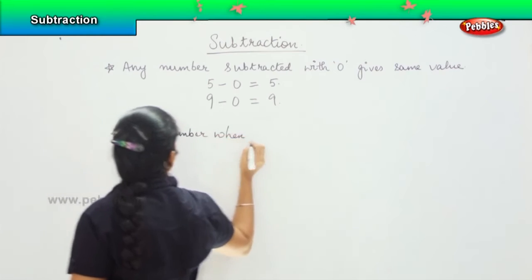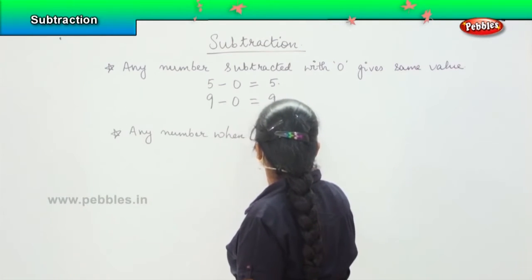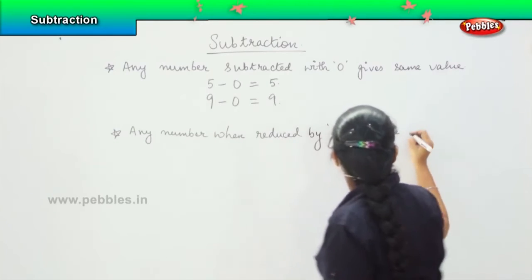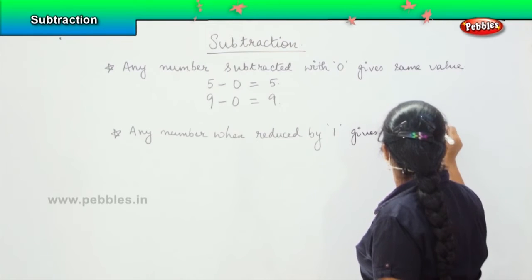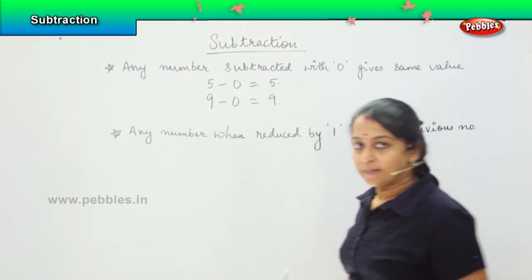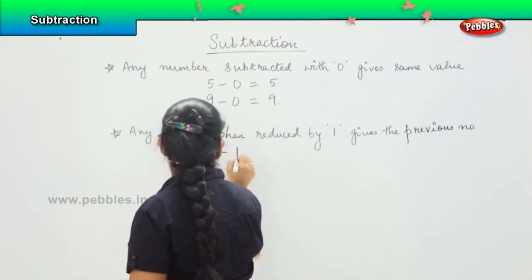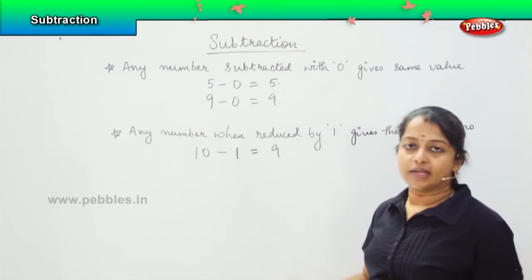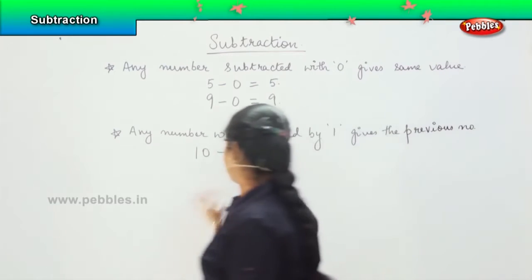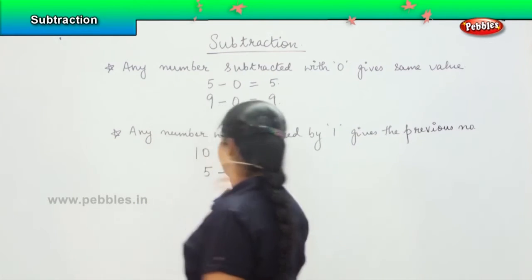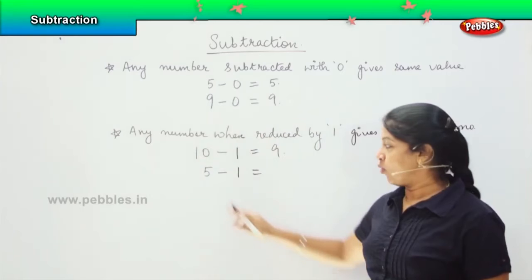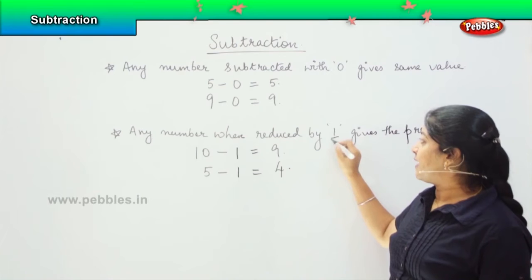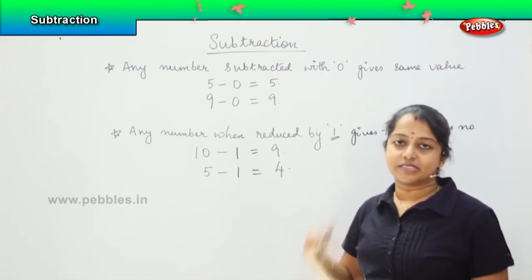Okay. The next property says any number when reduced by 1 gives the previous number. For example, if I reduce 1 from 10, I will get the answer 9. And what is the number which comes before 10? Yes, 9. Right. Similarly, if I reduce 1 from 5, what will be the answer? What will come before 5? Good, it is 4. So, any number reduced by 1 will give the previous number.